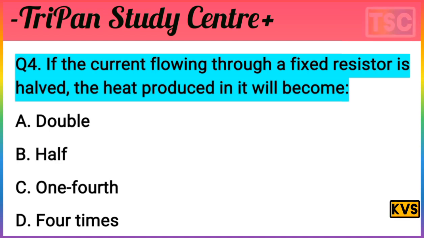That's important. When the current flowing through the fixed resistor is halved, the heat produced becomes one-fourth. So the answer is C. It is not double, not half. The heat here is one-fourth, so option C is correct. That's important. And let's see the next question.